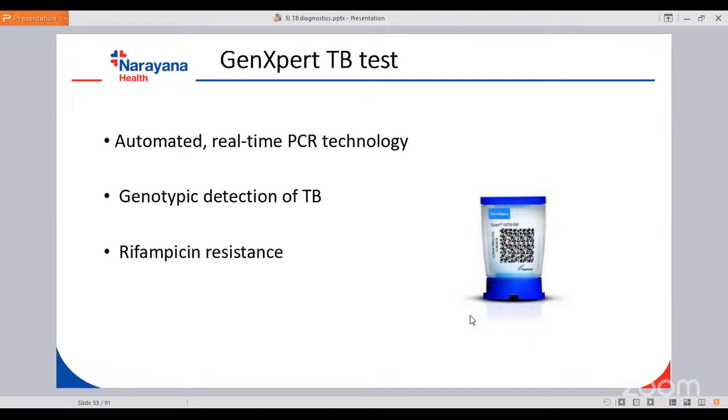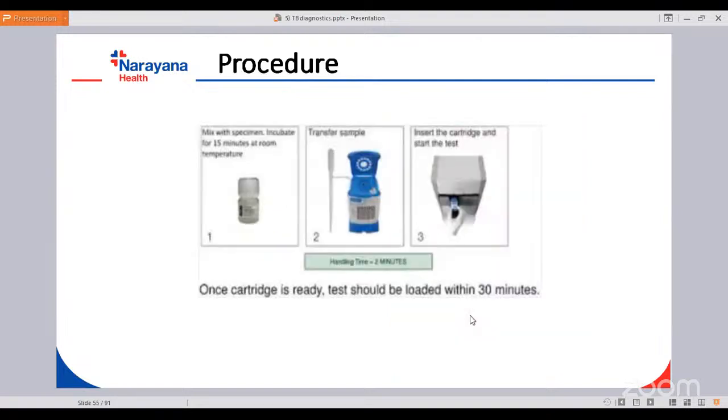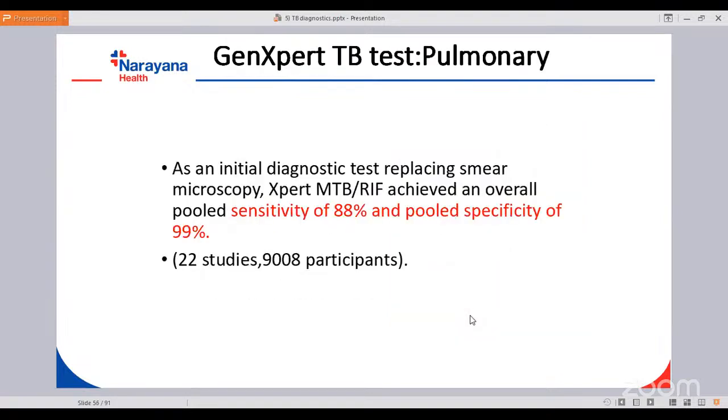What it does is it tells you whether the sample has TB or not, and if there is TB, whether there is rifampicin resistance. The results are available in 2 hours. It's a very easy test to do. Not very technically demanding, and a lot of technicians can achieve competence in doing this. So it has an overall sensitivity of 88% and specificity. Importantly, remember, GeneXpert specificity is great.